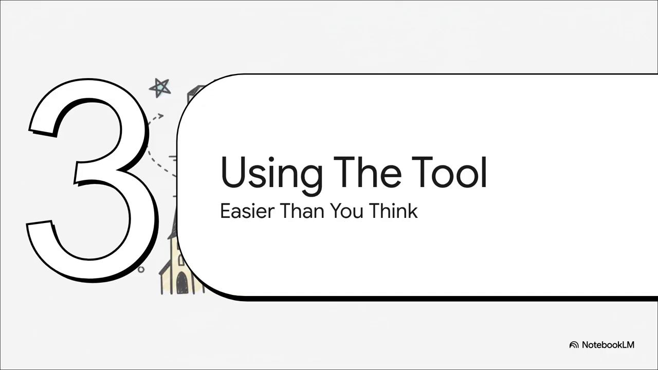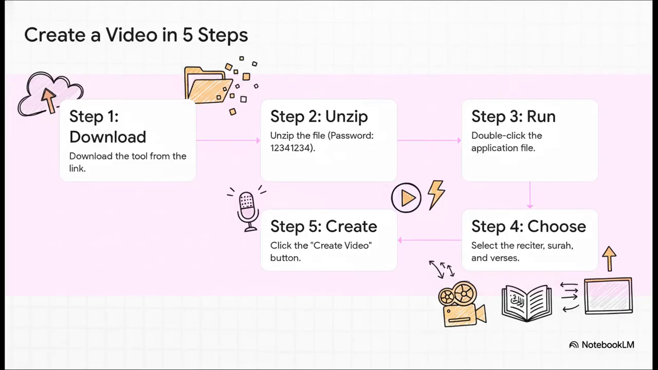All right, now for the best part, actually using this thing. You're going to be shocked at just how incredibly simple and easy it is. Seriously, it could not be easier. Step 1, you download the tool. Step 2, you unzip the file. Step 3, you just double-click the application to run it. No installation or anything. Step 4, this is the fun part, you make your choices. Pick your favorite reciter, the chapter, and the specific verses you want. And finally, step 5, you click Create Video. That is it. The tool does everything else for you.